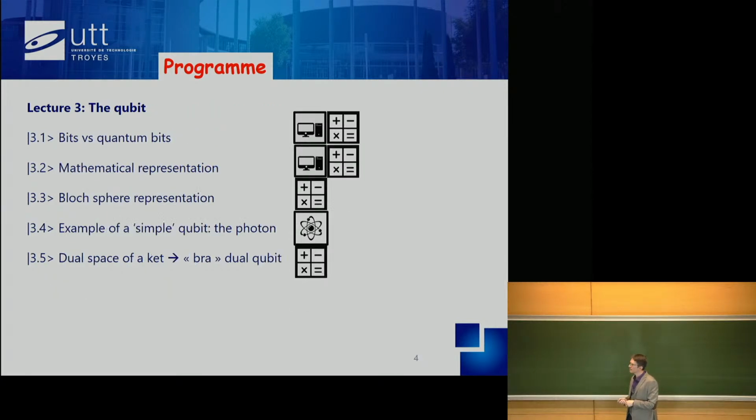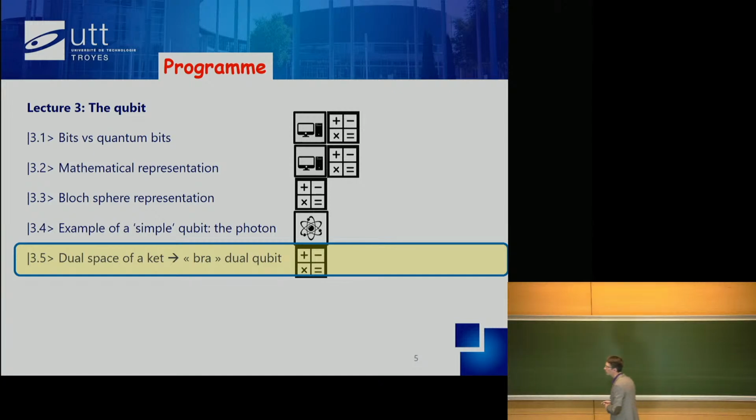Before that, I wasn't quite done last time with the lecture on qubits, because one part I haven't done is to talk about the dual space of the ket space. The dual space of a ket is the bra, and the product of the two will give us the bracket, the famous bracket. So let's finish that off first.